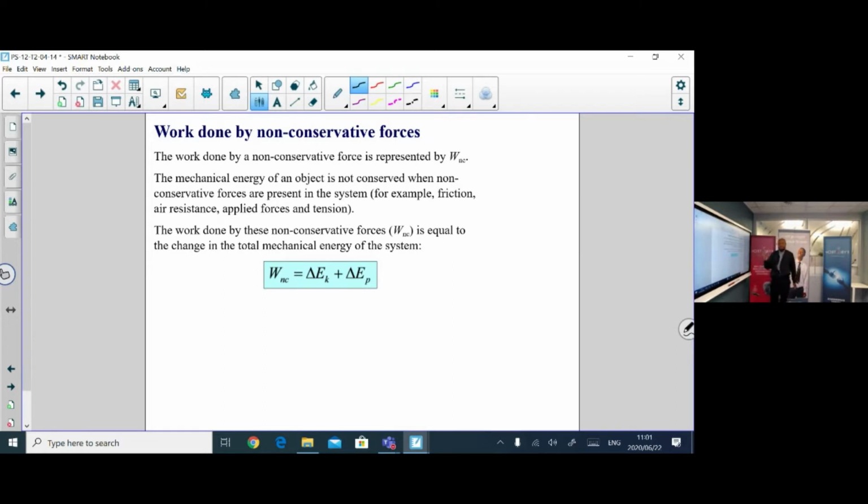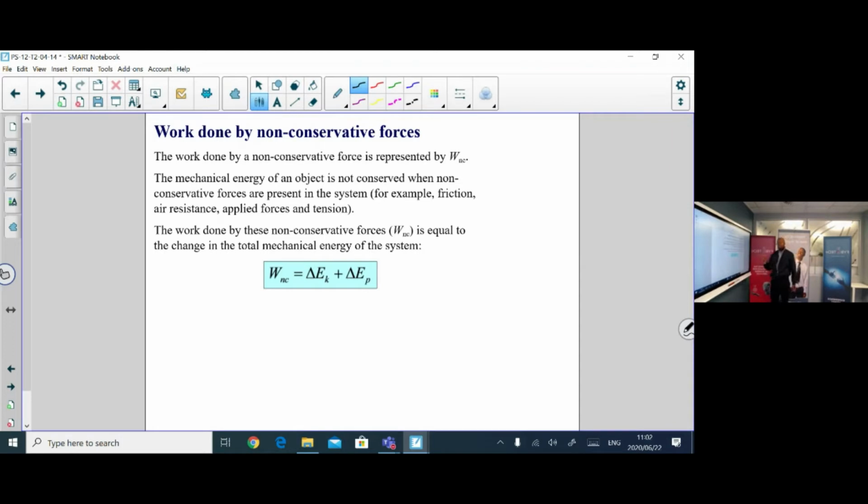We discussed conservative forces and non-conservative forces last time. I said that conservative forces follow the path from the start to the end. In other words, the work done by conservative forces is equal to 0, and mechanical energy is conserved. Don't forget that. I gave you the example of gravitational force, which is the one that plays a part as a conservative force.